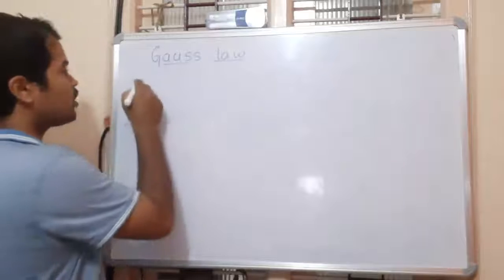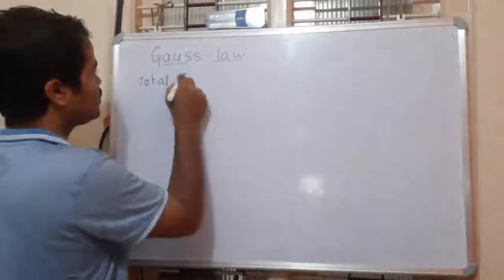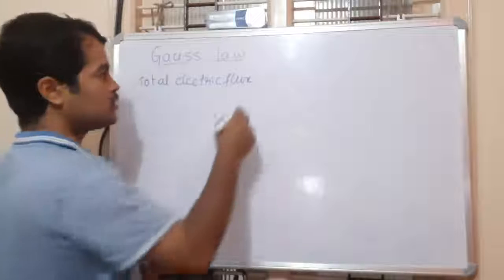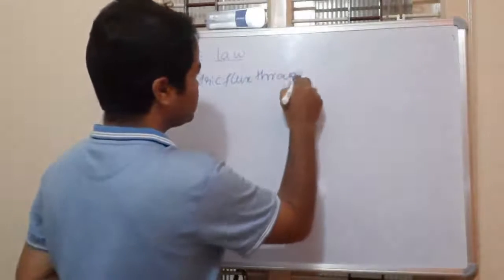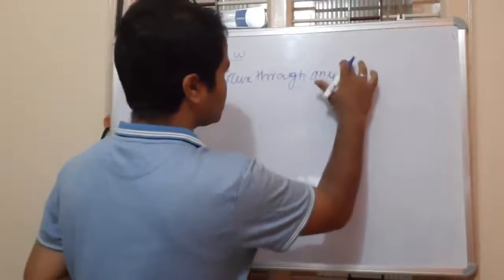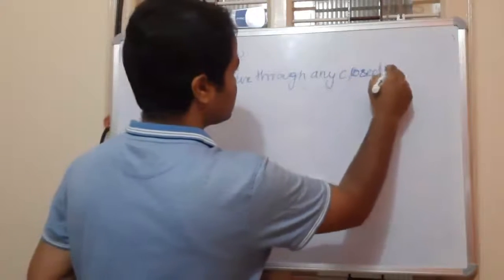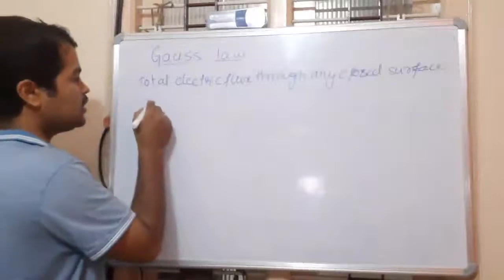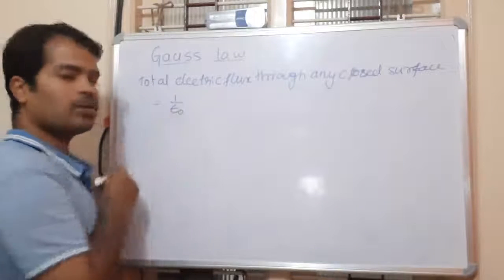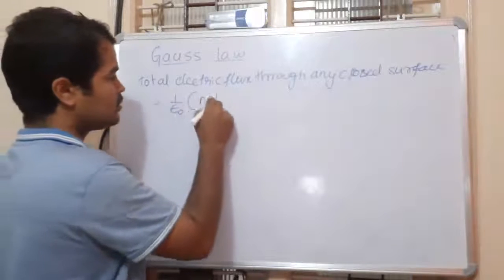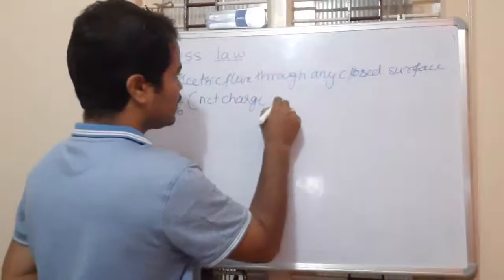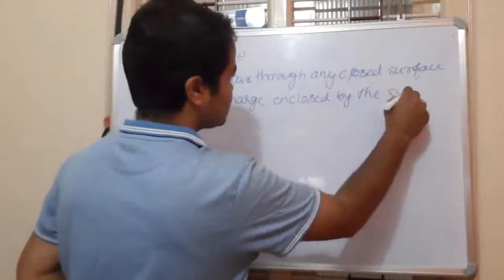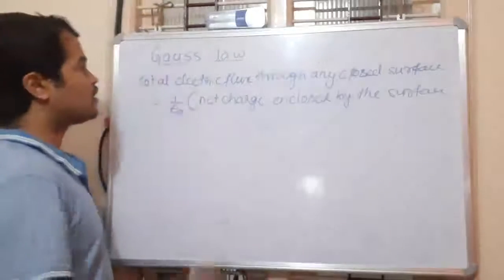According to Gauss law, the total electric flux through any closed surface is equal to 1 by epsilon naught times the net charge enclosed by the surface. So this is what the Gauss law statement says.